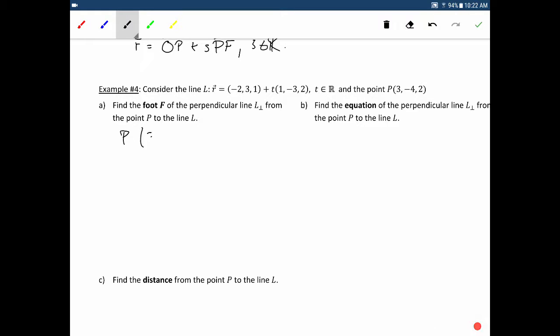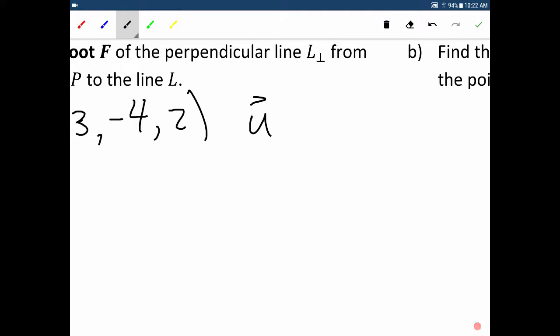I guess I always point to the screen, and I realize that you guys can't actually see what I'm pointing to. So, whoops. But anyway, there's P. Okay, we've got U, our unit vector. I'm going to zoom in because I'm taking up too much space here. U is our 1, -3, 2.